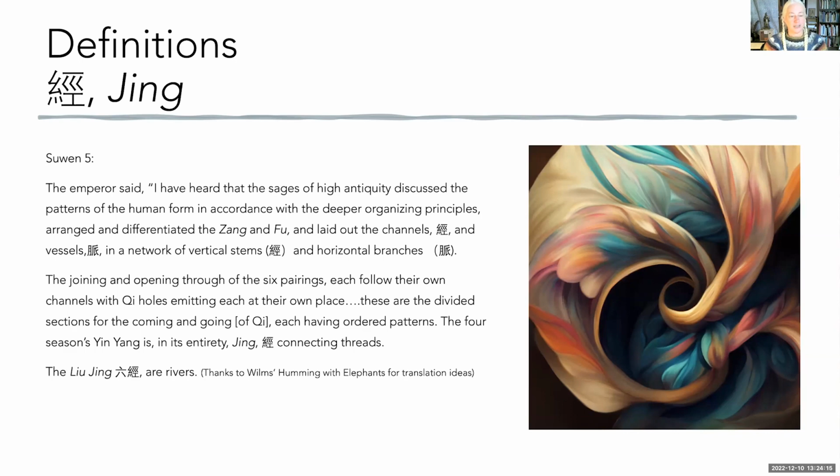These are the divided sections for the coming and going of chi, these different chi, like heat, summer heat, wind, cold, damp. So the coming and going of chi, each having its ordered patterns. The 4 seasons yin yang is, in its entirety, these Jing connecting threads. So really, we can start to see that the Neijing and Su Wen is like laying out the physiology for us.